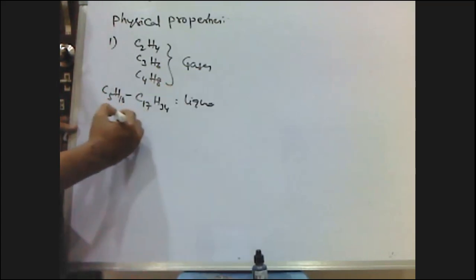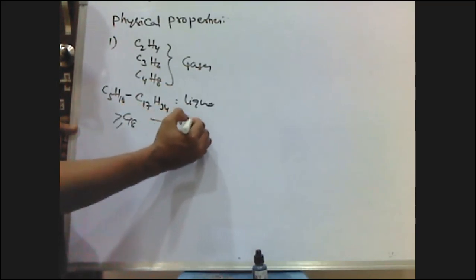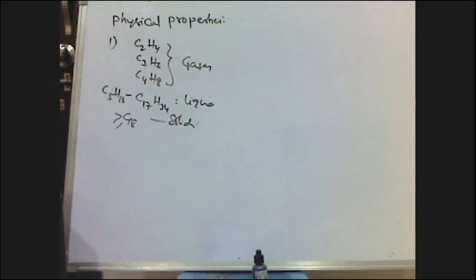And C18 onwards are solids. So among these alkenes, the first three members are gases, the next 14 members are liquids, and the higher ones are solids.